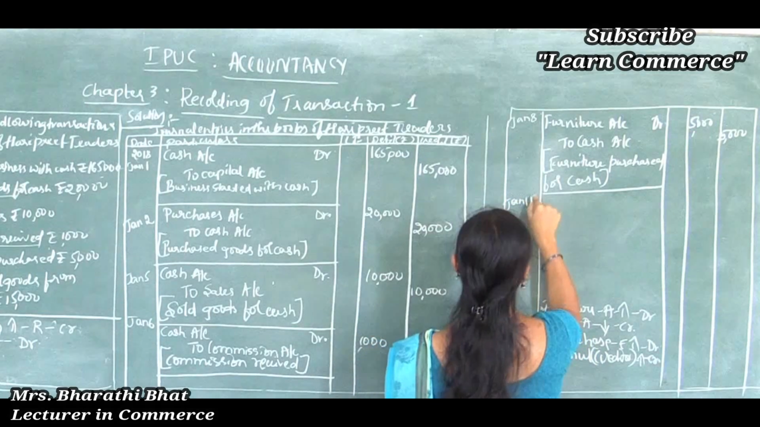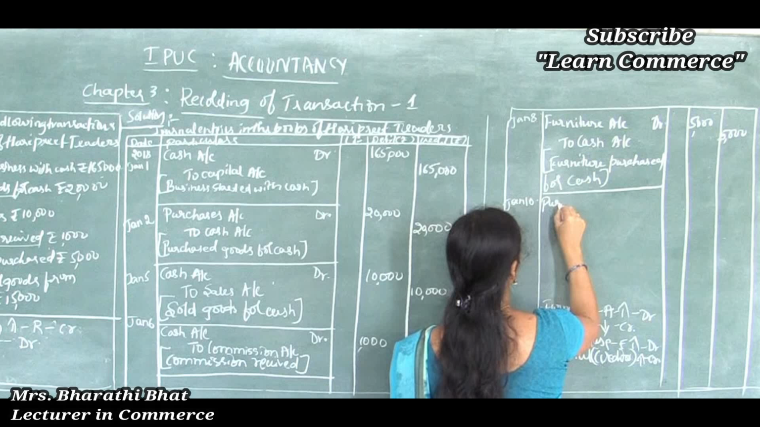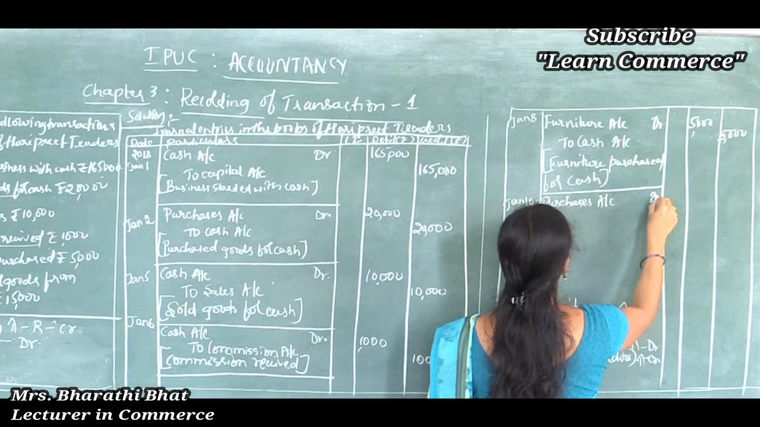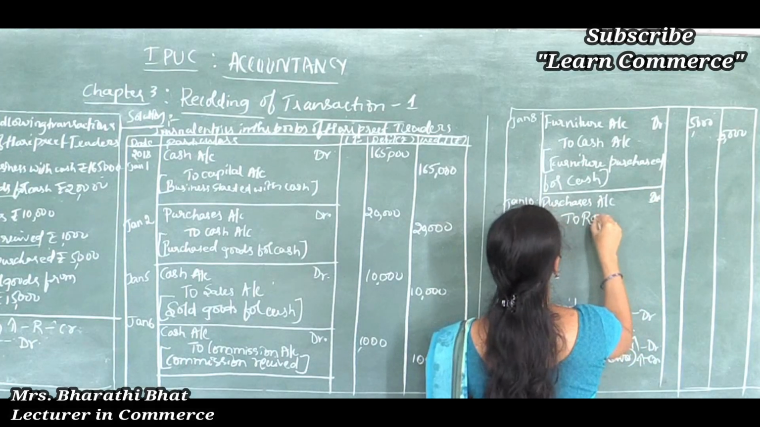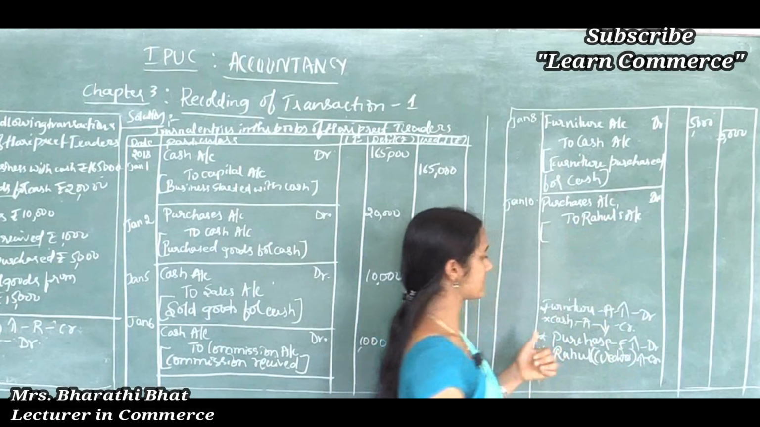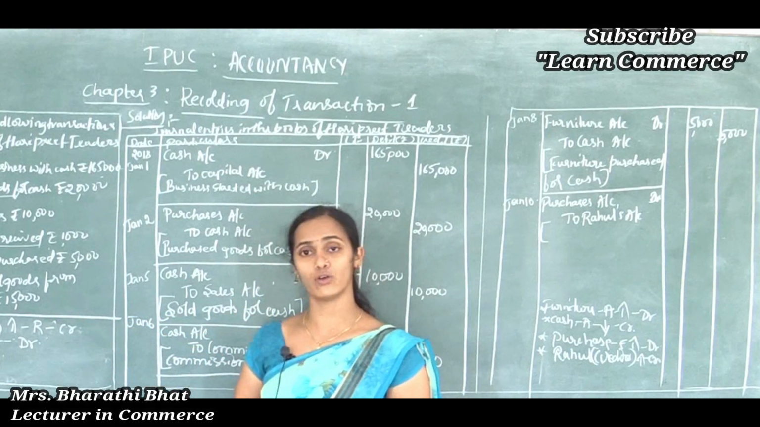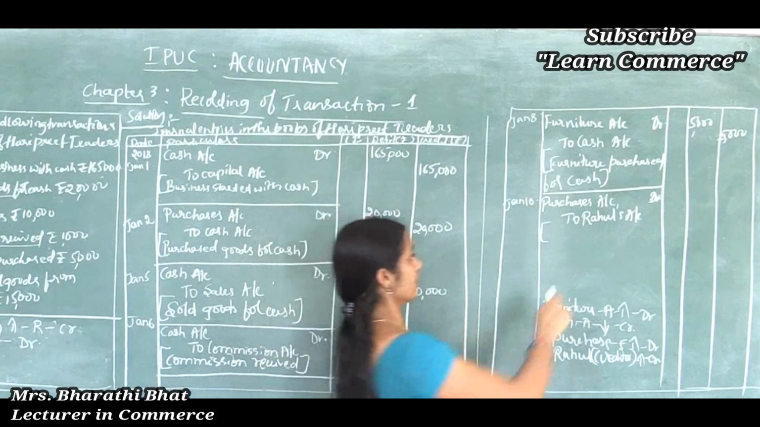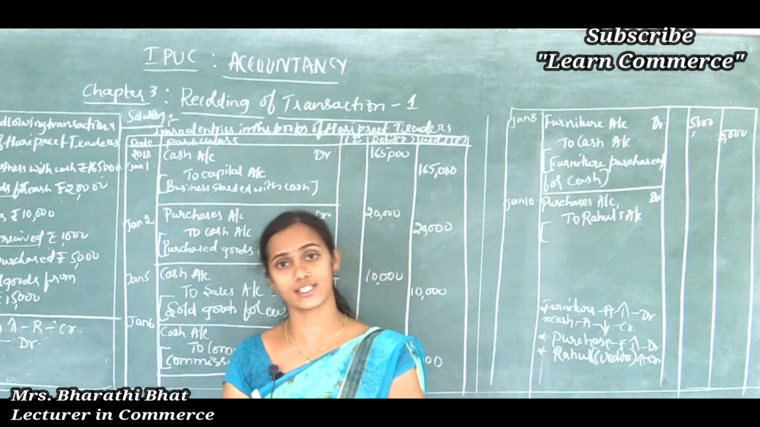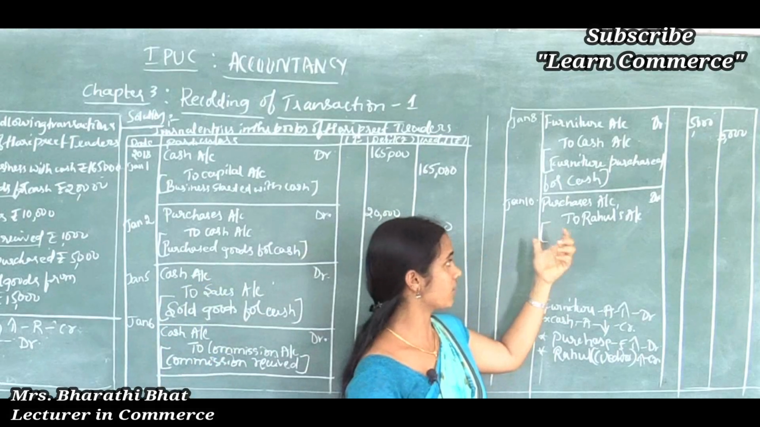January 10, in the first line we should write the debit aspect. Which account is debited here? Purchases account debited to Rahul's account. Say for example, if we just assume that purchased goods from Rahul for cash, then instead of Rahul we should write cash, because that transaction is considered as a cash transaction. So we should record that transaction as purchases account debited to cash account.